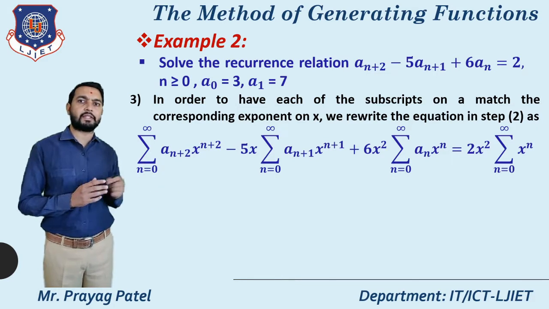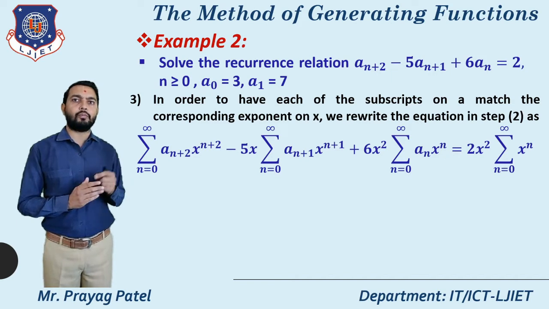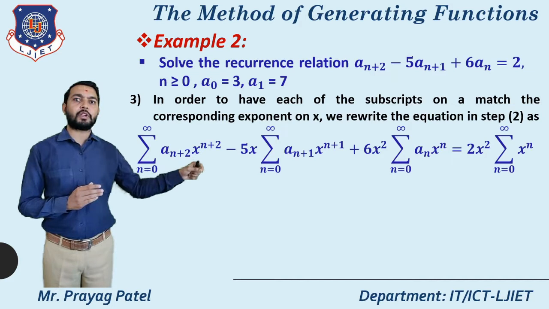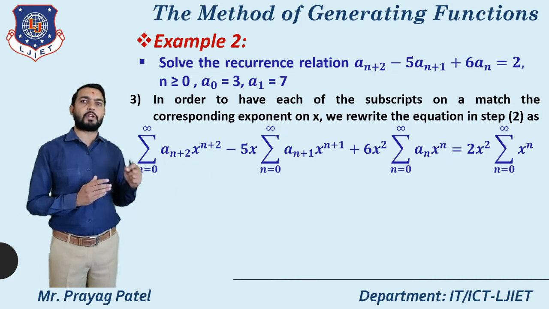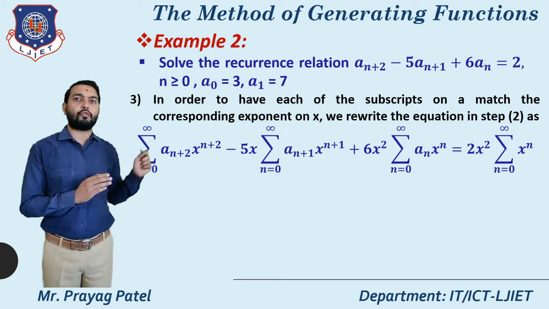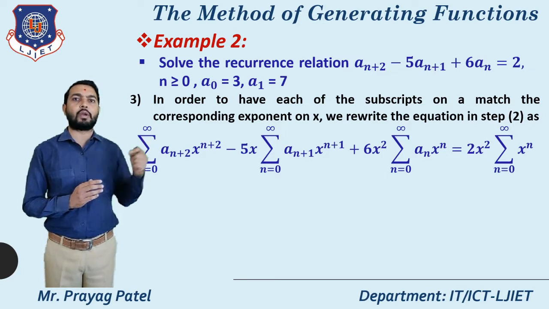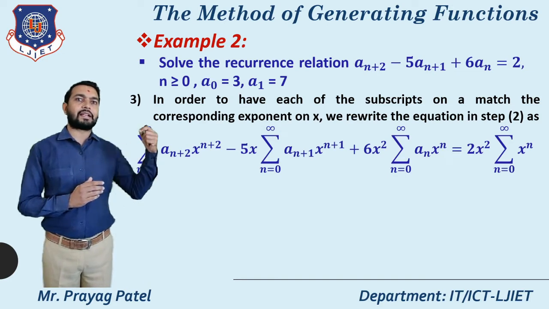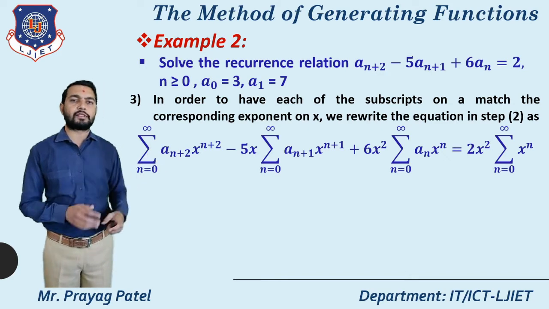The third step is like this: sigma n equal to 0 to infinity a(n+2) x raised to n plus 2 minus 5x. Here, in the previous case, x raised to n plus 2 is in the inner part of this sigma n equal to 0 to infinity a(n+1) x raised to n plus 2. Now we remove one x from this, so we write here minus 5x sigma n equal to 0 to infinity a(n+1) x raised to n plus 1 plus 6x square sigma n equal to 0 to infinity a(n) x raised to n is equal to 2x square sigma n equal to 0 to infinity x raised to n.